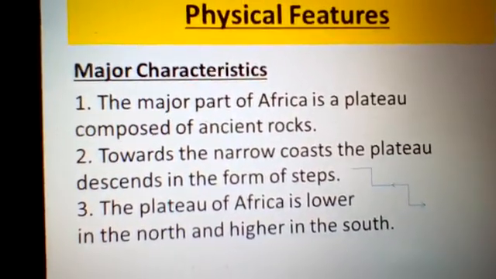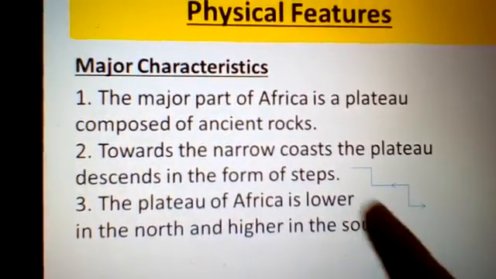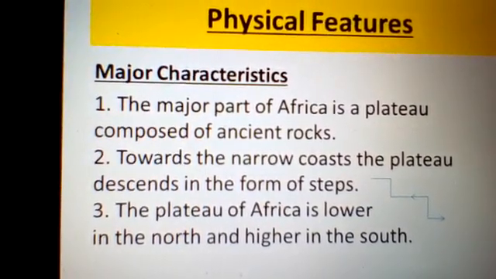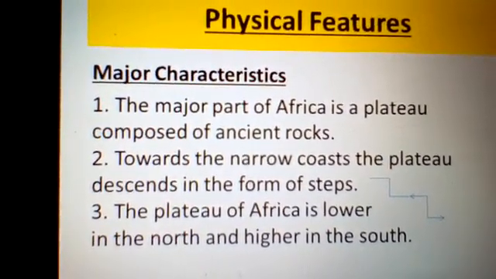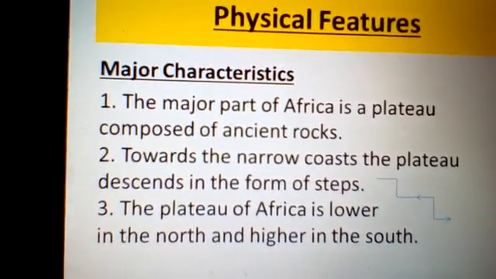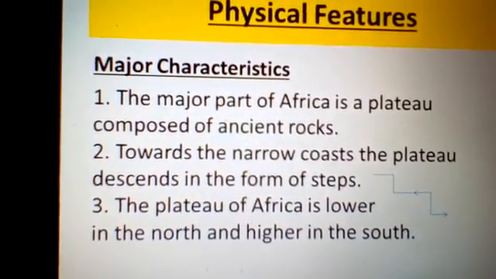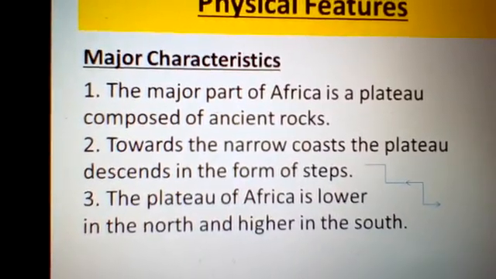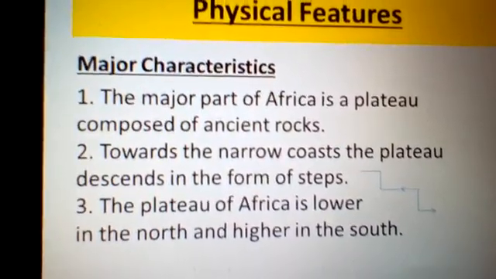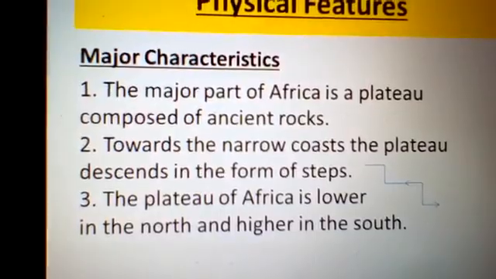I have shown you what is the basic formation of the steps. I've already shown you the way the steps are descending. Or, in fact, you should understand the coastal plains are very narrow because the plateau drops down to the sea abruptly. And this is the reason that the coastal plains are extremely narrow, especially towards the northern and the western parts of Africa. The third main characteristic of the physical feature is that the plateau of Africa is lower in the north and higher in the south.